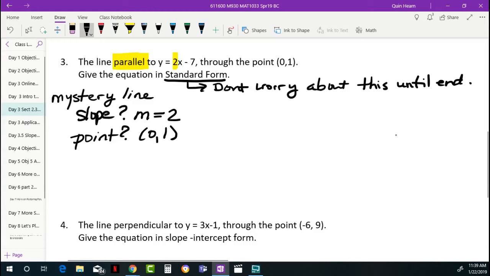Is 0, 1 a y-intercept? To answer that question, think about where 0, 1 would appear if you graphed it. Would 0, 1 be on the y-axis? Because that's all a y-intercept is. It's a point where the line crosses the y-axis. So would 0, 1 be on the y-axis?